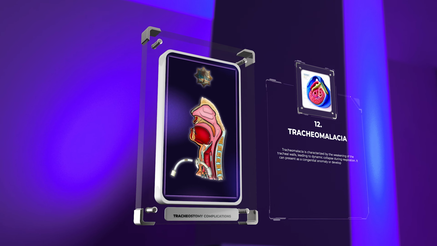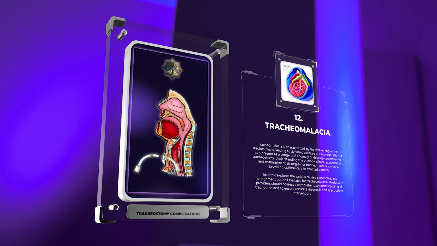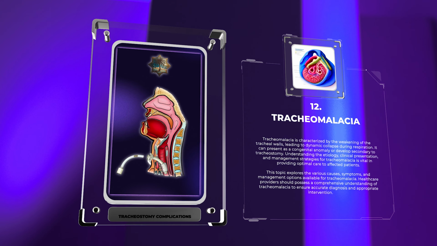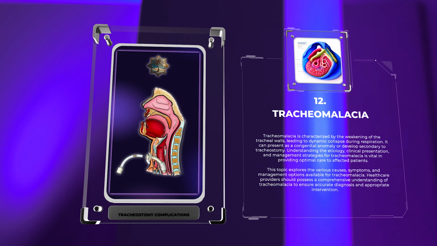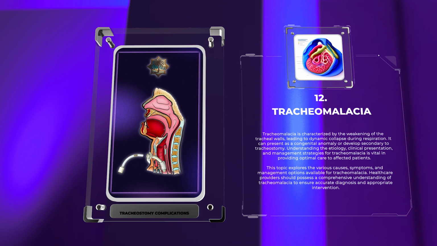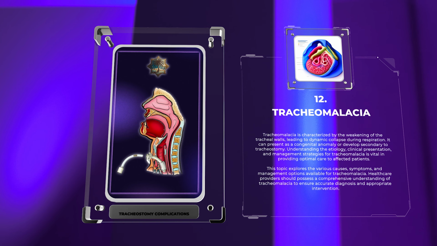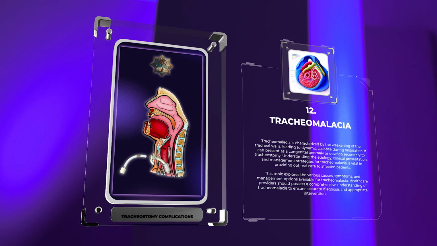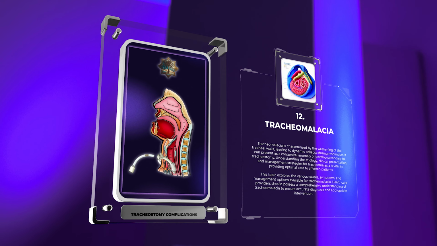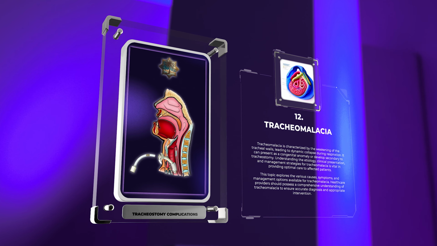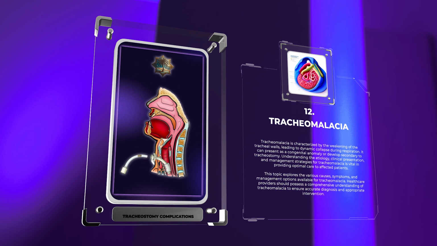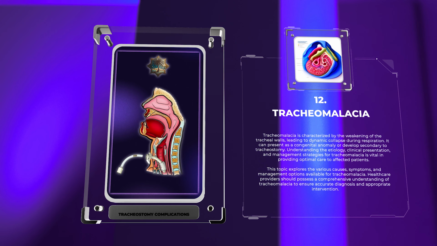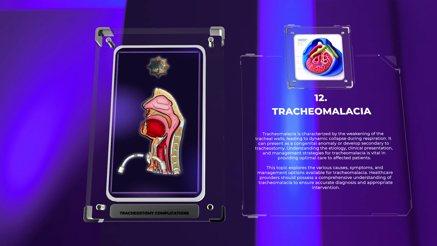Tracheomalacia is characterized by the weakening of the tracheal walls, leading to dynamic collapse during respiration. It can present as a congenital anomaly or develop secondary to tracheostomy. Understanding the etiology, clinical presentation, and management strategies for tracheomalacia is vital in providing optimal care to affected patients. This topic explores the various causes, symptoms, and management options available for tracheomalacia. Healthcare providers should possess a comprehensive understanding of tracheomalacia to ensure accurate diagnosis and appropriate intervention.